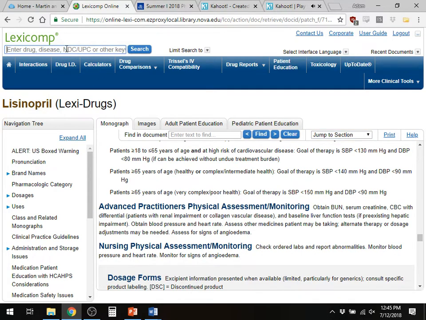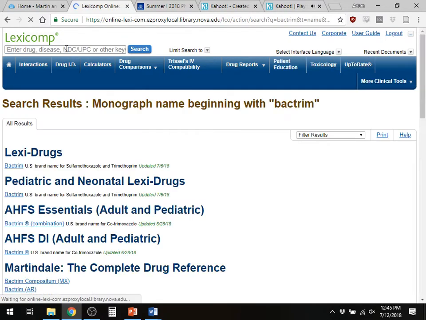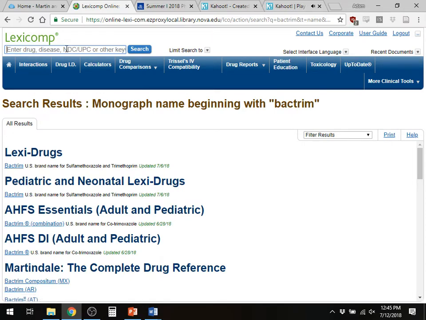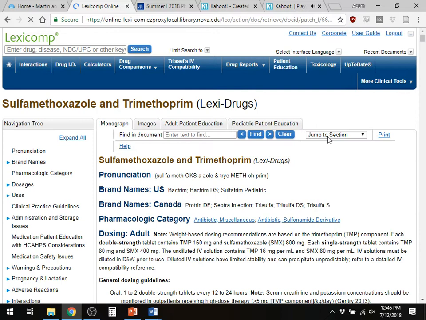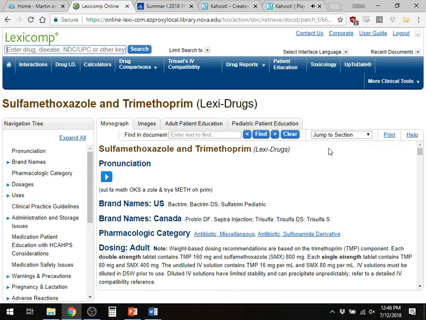Bactrim is commonly used for a lot of skin infections. We'll use it frequently for UTIs. It's a combination of two drugs called sulfamethoxazole and trimethoprim. And we saw an example of that in the PowerPoint. Remember, if you go back to that, you dose it based off one of the components. So this is a good one.